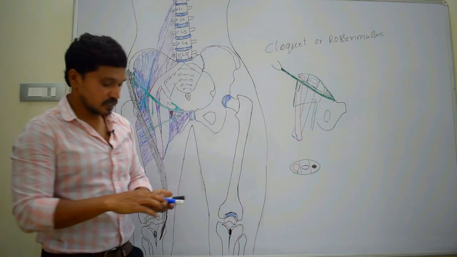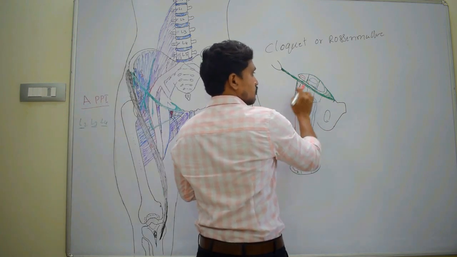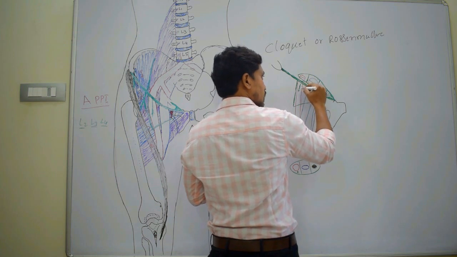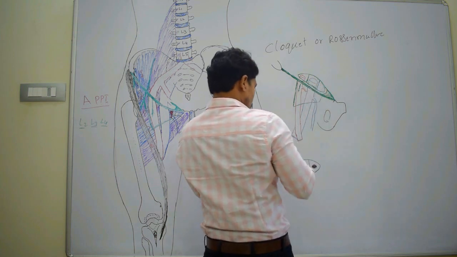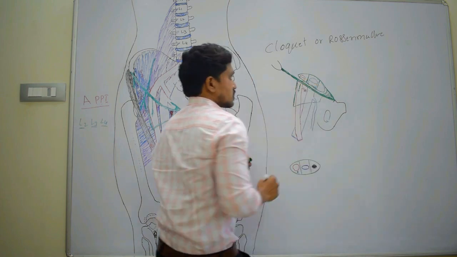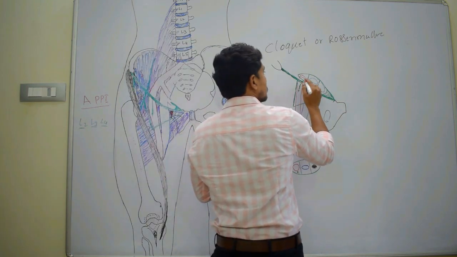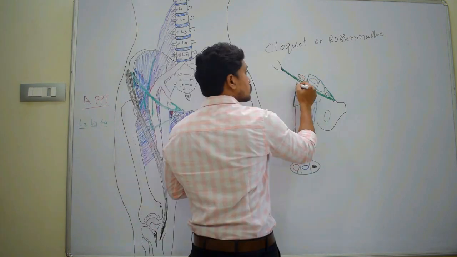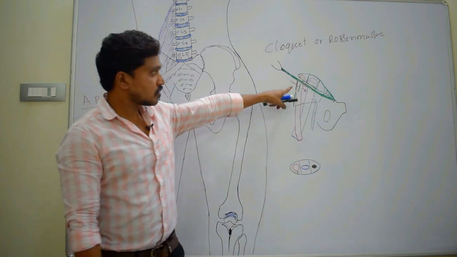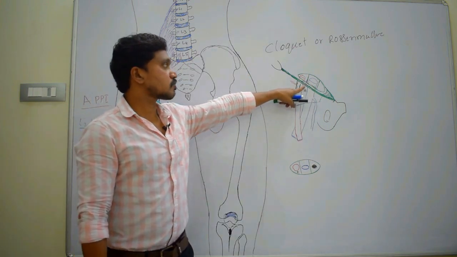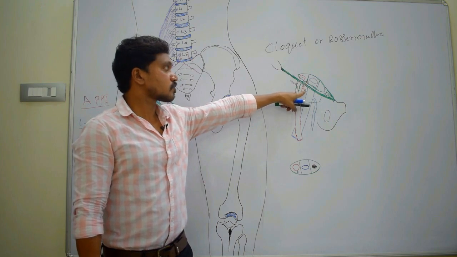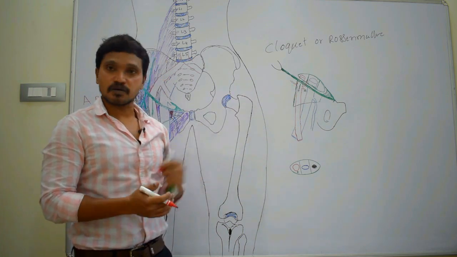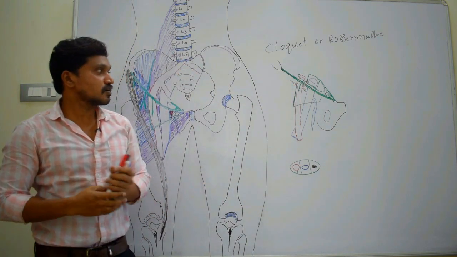Then any other structures? See here. This is the femoral artery. The femoral artery will be giving some branches. What are those? Superficial external pudendal. It pierces the femoral sheath and it comes out. Here one branch is going up, that is the superficial epigastric artery. Then superficial circumflex iliac. So the superficial circumflex iliac artery, superficial epigastric artery and superficial external pudendal artery, these arteries also pierce the femoral sheath and come out. These are the structures which pierce the femoral sheath.